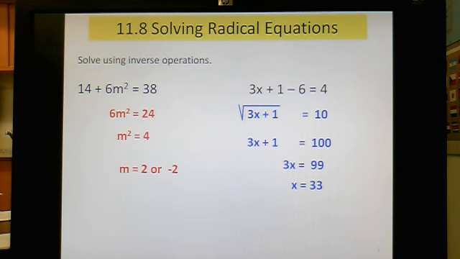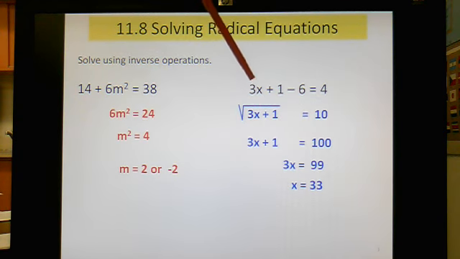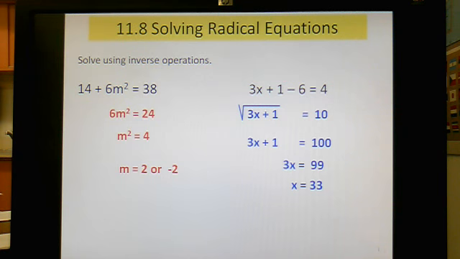And then you'd want to plug that back in and just double check that it works. 33 times 3 is 99. 99 plus 1 is 100. I'm missing my square root, but the square root of 100 is 10. 10 minus 6 is 4. It actually works, and we're happy. Oh, there's my square root sign. It's come back.